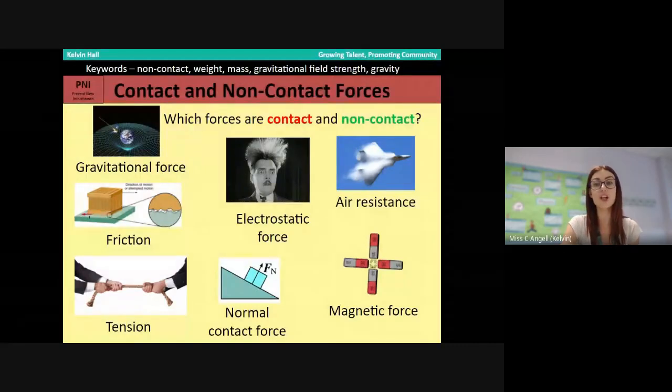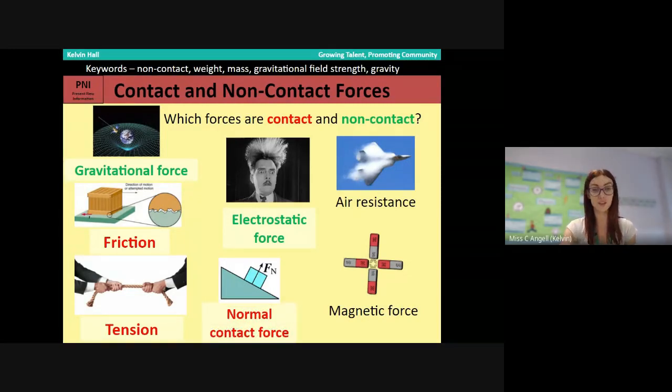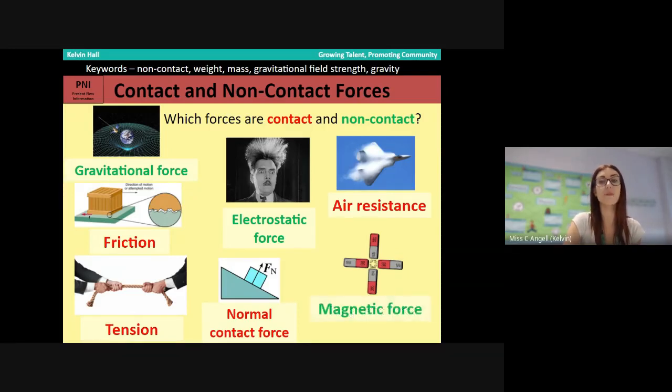Okay, so let's go through these answers then. I'd like you to mark your own. So gravitational force is an example of a non-contact force. Friction is a contact force, as is tension. We need 2 surfaces to be touching in order to get this force. Electrostatic force is non-contact, and normal contact force, this one might have been quite easy, is a contact force. Air resistance is also a contact force, and magnetic force is a non-contact. So how did you do? Can you give yourselves a score out of 7, please? Great job. Okay, so moving on.